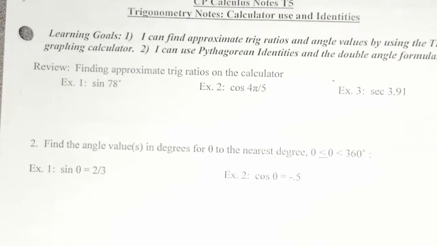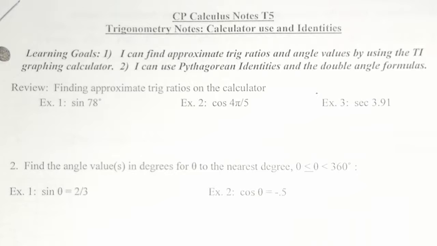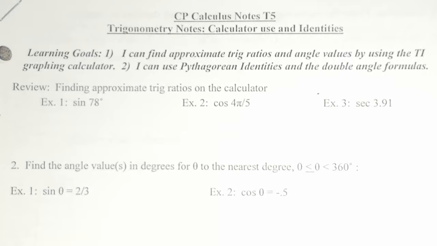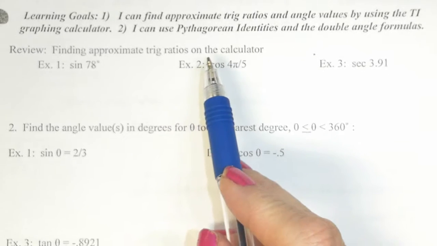Okay, so like I said, one of our goals is to be able to approximate trig ratios and find their angle values using our calculator. We're also going to talk about some identities called the Pythagorean identities and the double angle identities. You might have looked at those a little bit last year. Okay, finding trig ratios on the calculator.